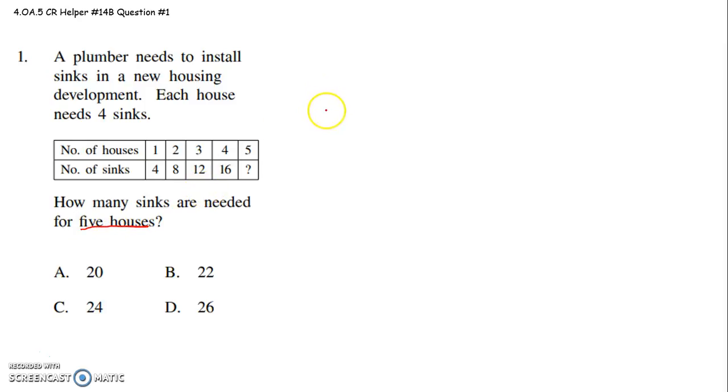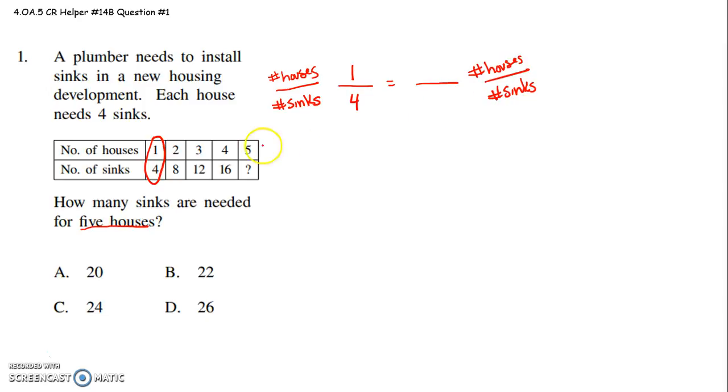All right, lots of ways to go about this. I'm first going to look at it as equivalent fractions, equivalent ratios. And I'll just do my number of houses compared to my number of sinks. And I just take any one of the facts in the table. I'll start with this fact. And I say, okay, for one house, I need 4 sinks. On the other side, if number of houses is on top, it's still the numerator. Number of sinks on the bottom, still the denominator.